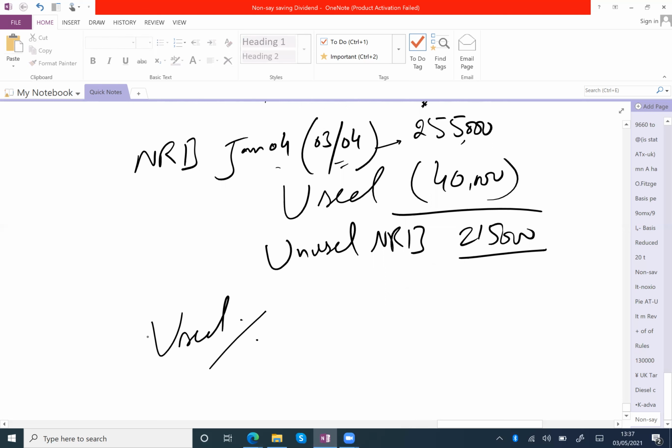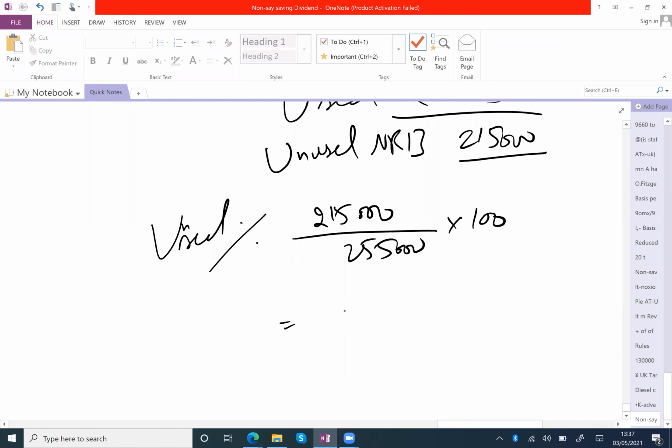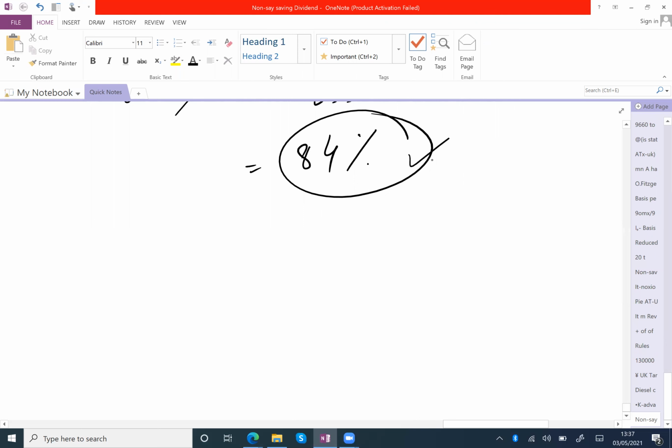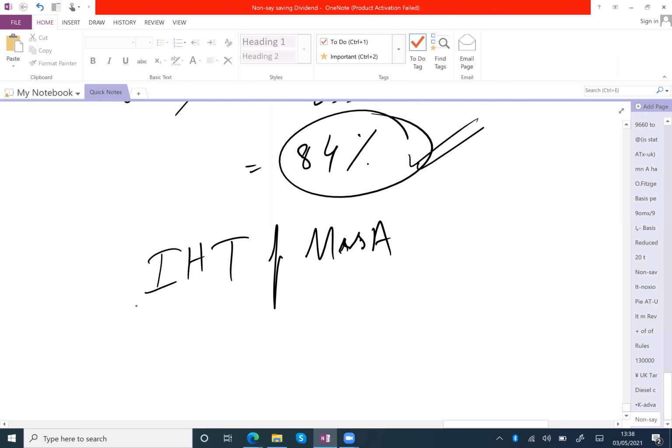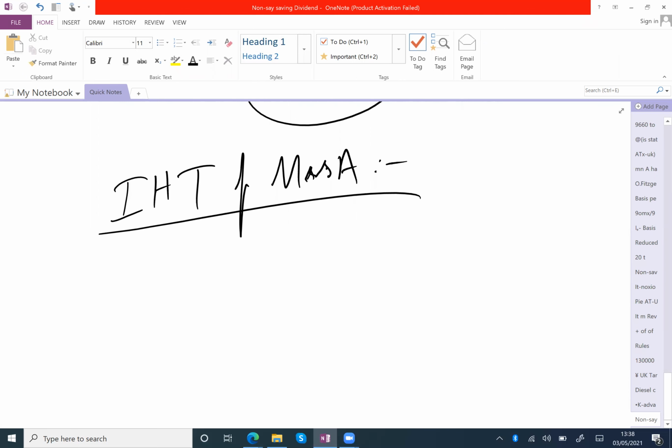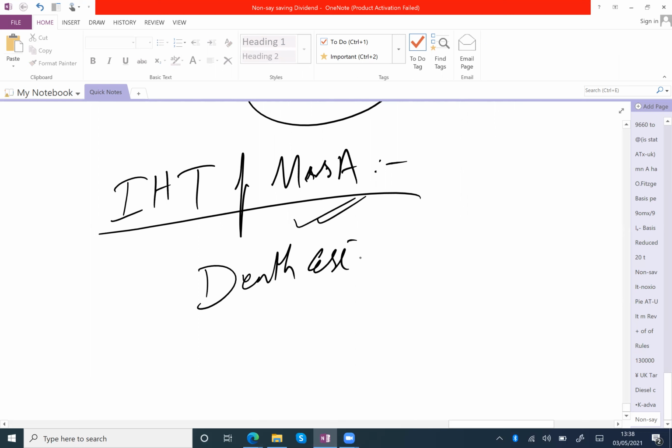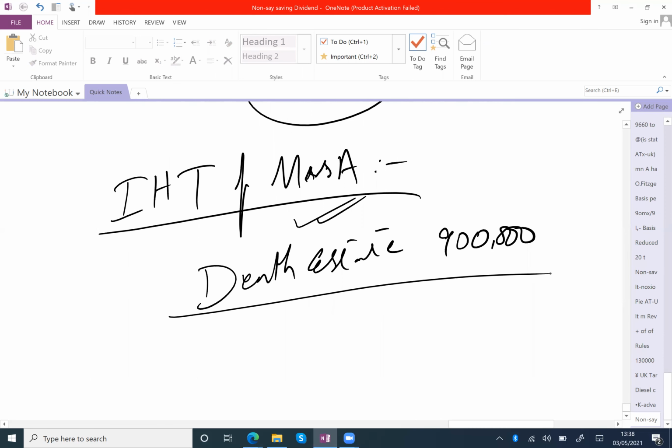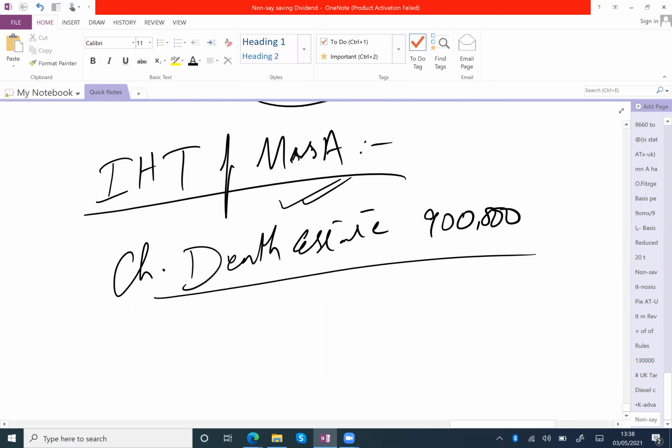Now we need the percentage of unused NRB. So the unused percentage is £215,000 unused divided by total £255,000 times 100. So the unused percentage of nil rate band is 84%. Now Mrs. A will use this husband's percentage at the time of her death. In the question, you have to calculate the IHT of Mrs. A. There is no lifetime gift PET or CLT, only death estate is available for Mrs. A. So the total death estate of Mrs. A is £900,000, and all she is giving to her son, so all the death estate is chargeable.